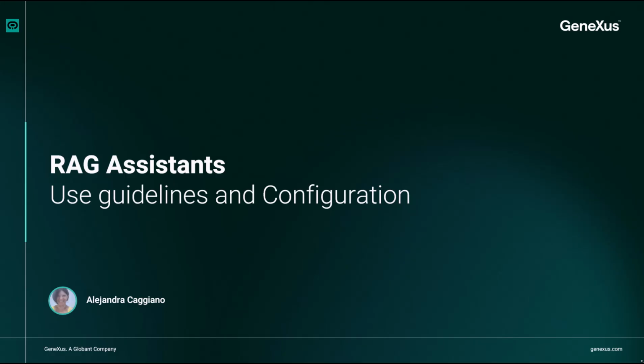Now that we know how to create and test an assistant, let's see some guidelines on how to ask the right questions to get information that was part of a given RAG assistant's document ingestion. Let's look at some general considerations.